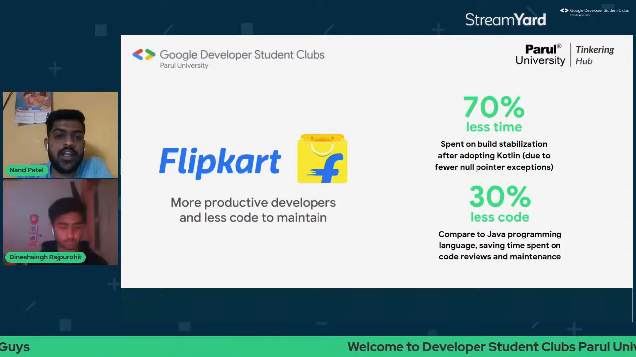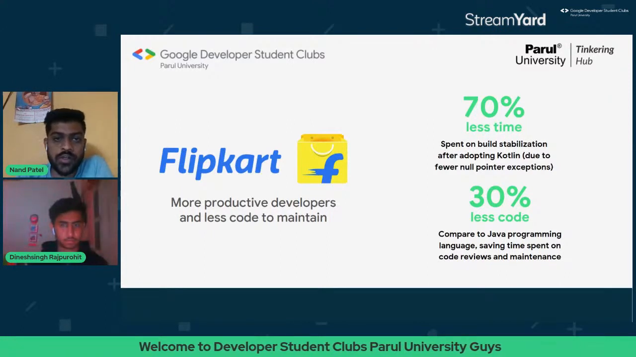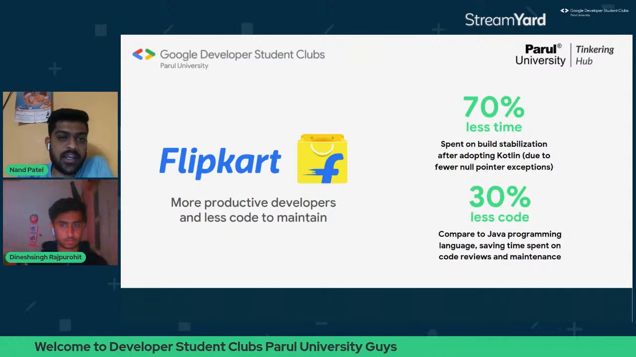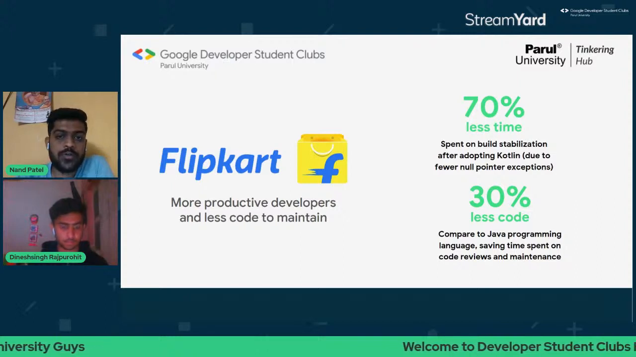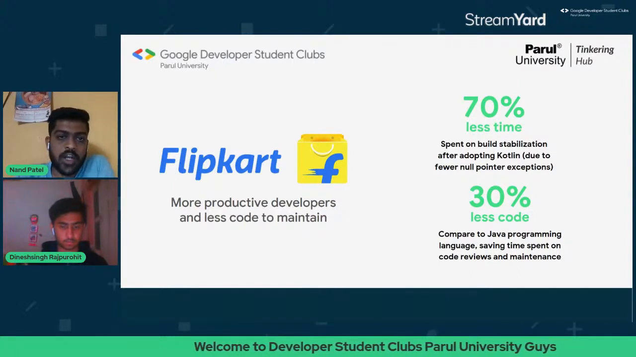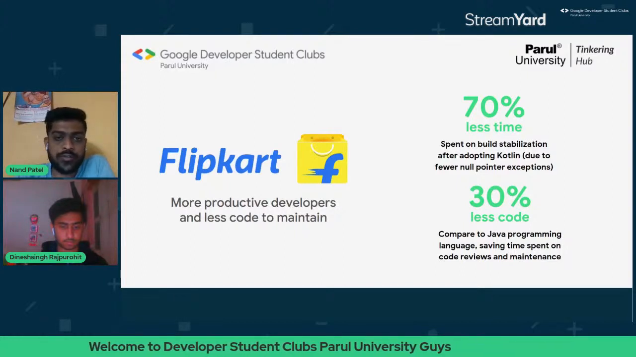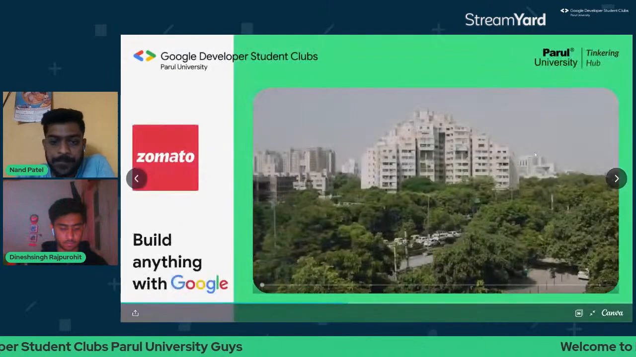As we know, Java has a tremendous number of lines of code. For example, if you code in Java, you have to write 10 lines of code, but in Kotlin you only have to write 2 to 3 lines.